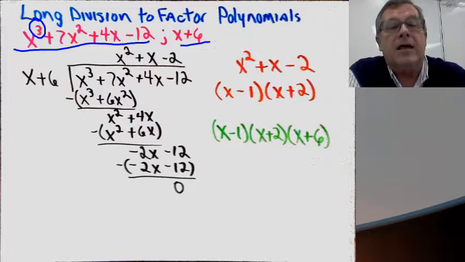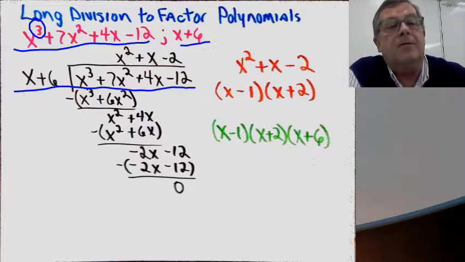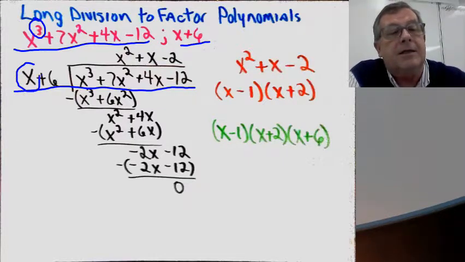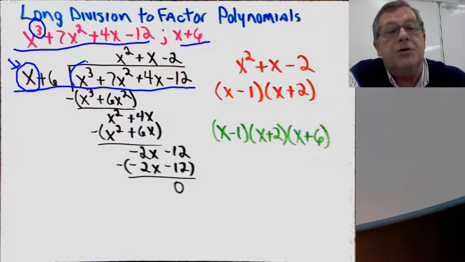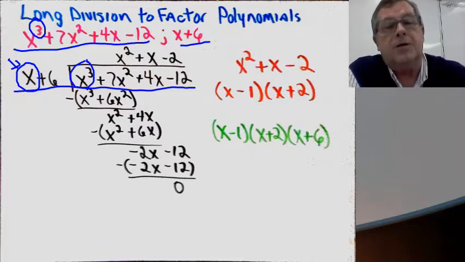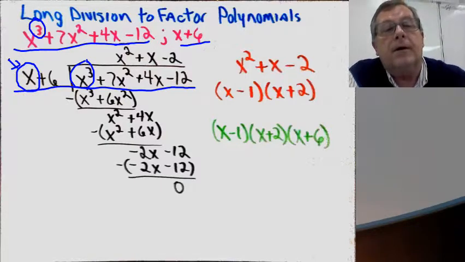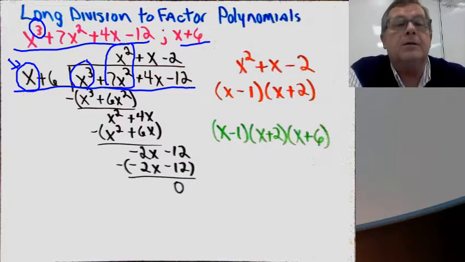And so here I'm going to do my setup. This is my setup for my long division. I've got x plus 6. I'm going to divide it into x cubed plus 7x squared plus 4x minus 12. Now, what my focus is here, at least at this point, is how many times does x go into x to the third? Well, x will go into x to the third x squared times, x raised to the 2 power. And I write it, pay attention, over where my squared is.